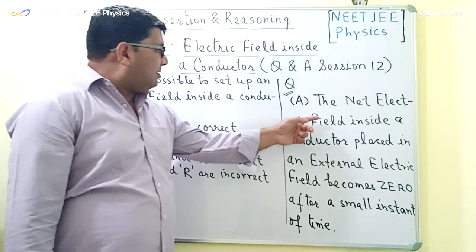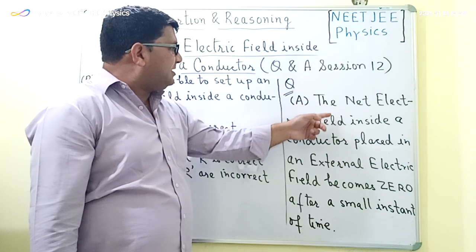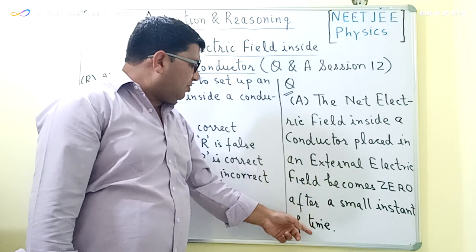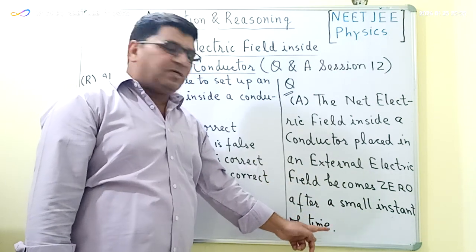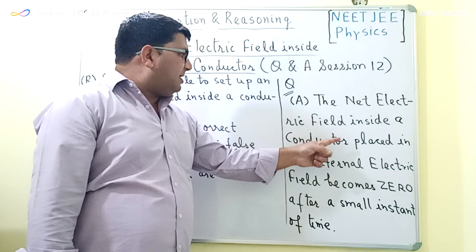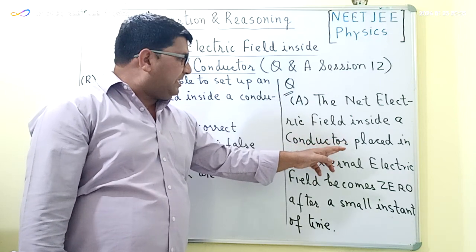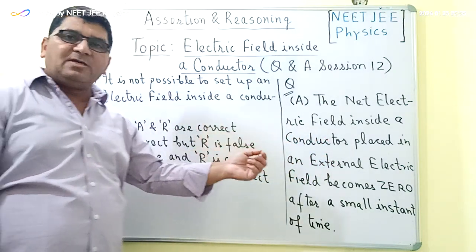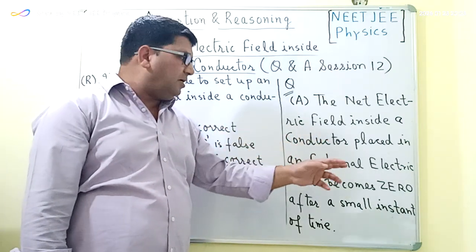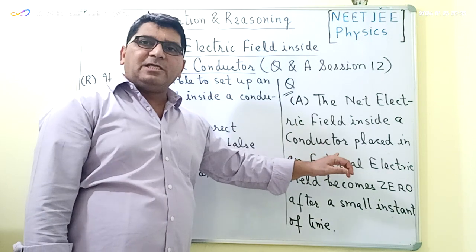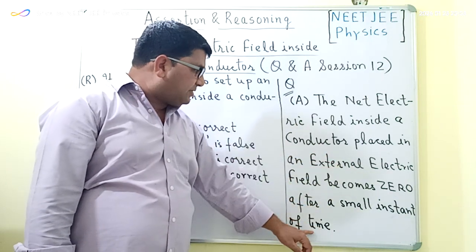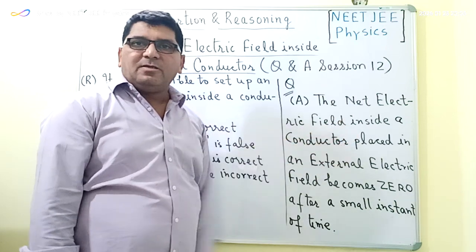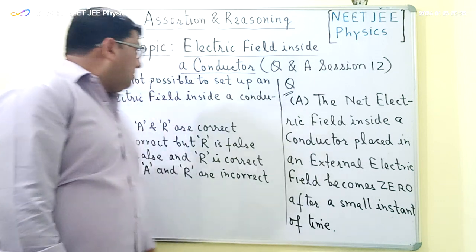Here in the assertion, it is written that the net electrical field inside a conductor placed in an external electric field becomes zero after a certain instant of time. This statement is correct because when a conductor is placed in an external electric field, an electrical field is induced inside the conductor which cancels out the external electric field. So after a small instant of time, the net electrical field inside the conductor becomes equal to zero.